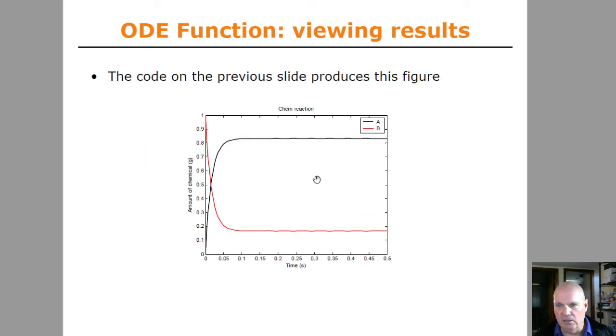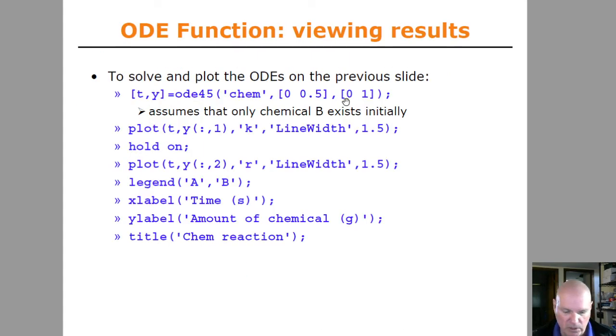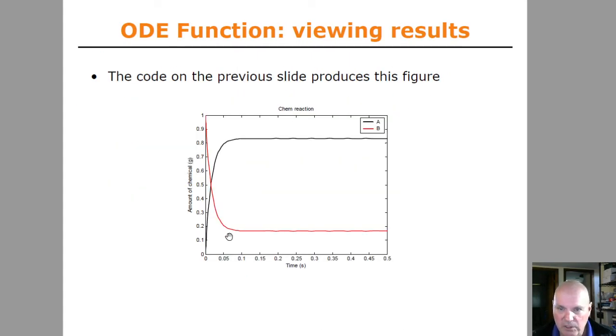When you look at that, this is what the solution to that differential equation looks like with these initial conditions, starting with A equal to 0 and B equal to 1. And we see that A is the black line, it starts out at 0, and B is the red line, it starts out at 1.